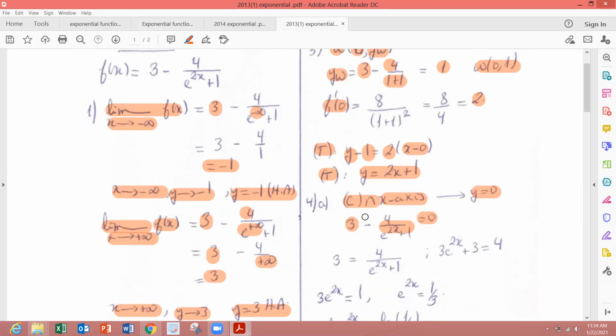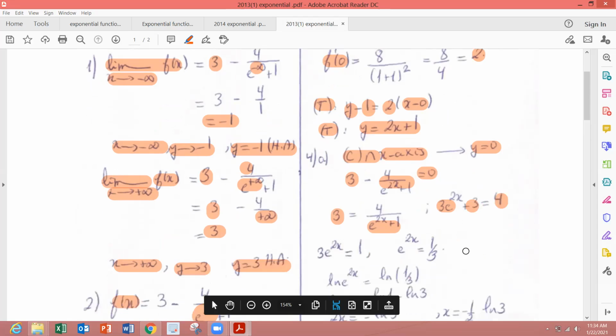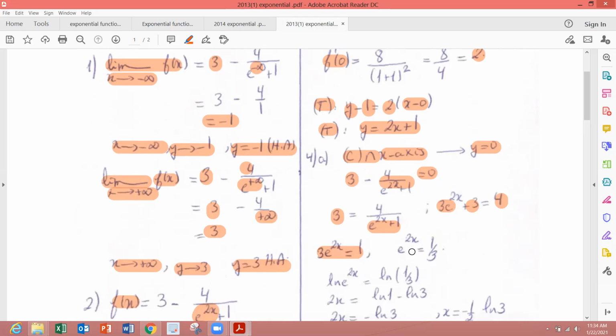We can take the LCM, or we can put 3 equals 4 over e power 2x plus 1, cross multiplication. So 3 times e power 2x, 3e power 2x plus 3 equals 4. Then 3e power 2x equals 1. E power 2x equals 1 over 3.